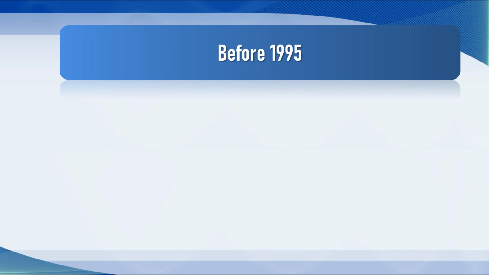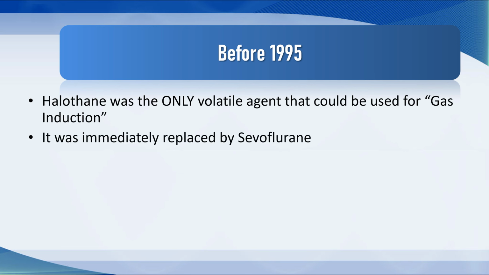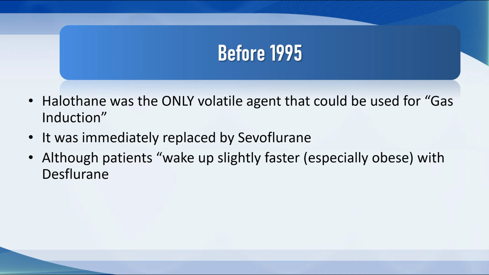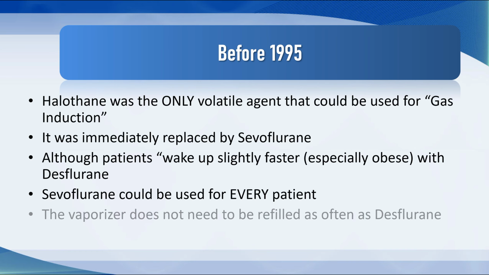Before 1995, halothane was the only volatile agent that could be used for gas induction. As soon as sevoflurane came along, everybody replaced it with sevoflurane. Although patients wake up slightly faster, particularly if they're obese, with desflurane, sevoflurane could be used for every single patient you had in the operating room. You did not need a second vaporizer. You certainly didn't need isoflurane, because sevoflurane and isoflurane were not all that different, except sevo could be used for gas induction. And finally, you did not need to refill that vaporizer as often as you did with desflurane.